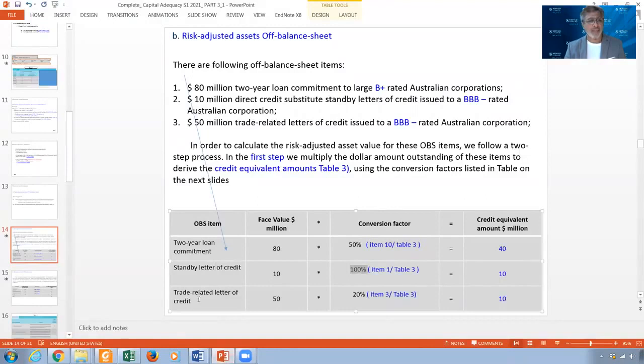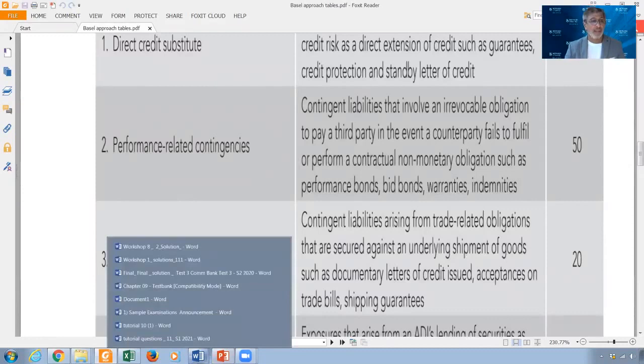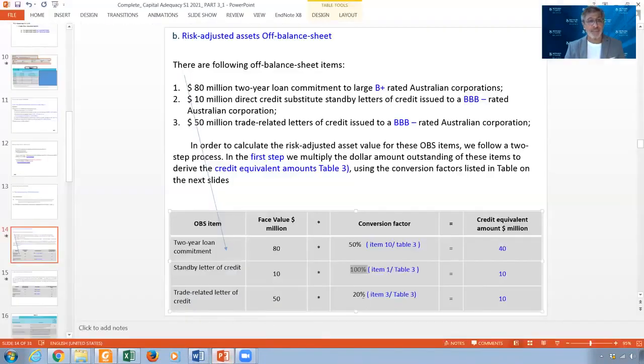Then we have trade related, which is item 3. We will discuss this in the tutorial in details. And if you see in table 3, trade related contingencies, which is 20%, I did the 20%, and then I move, and you can see it's 20%. So now I get the credit equivalent, which is step 1. So I get 40, 10, 10.